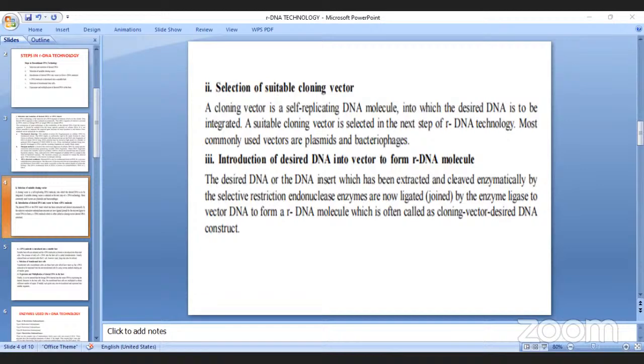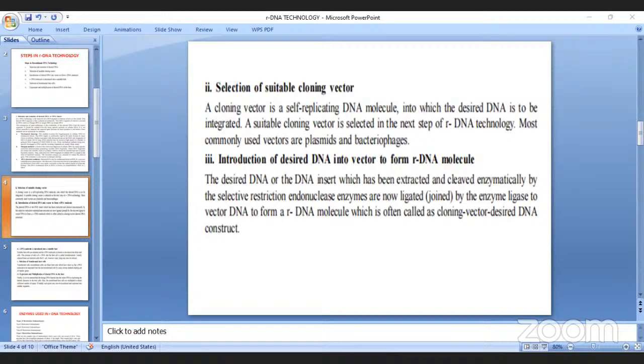Next, selection of the transformed cells. The transformed cells are the recombinant rDNA cells. Recombinant cells are those host cells which have taken up the rDNA molecule, to be separated from the non-transformed cells by using various methods making use of markers. We will discuss the genome markers later.